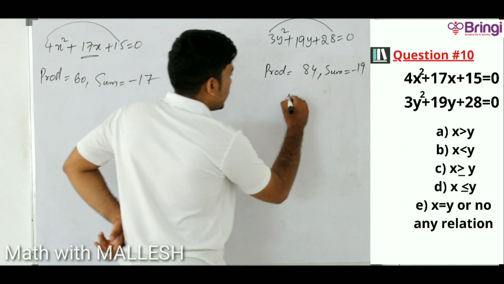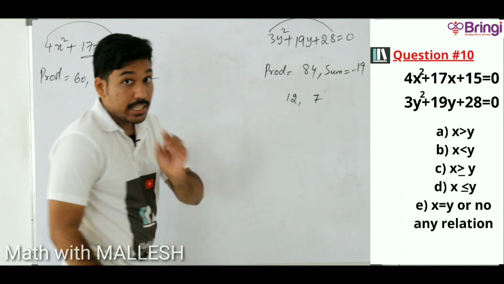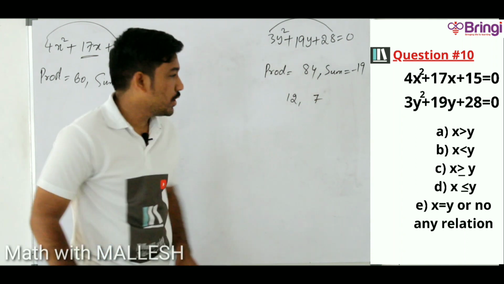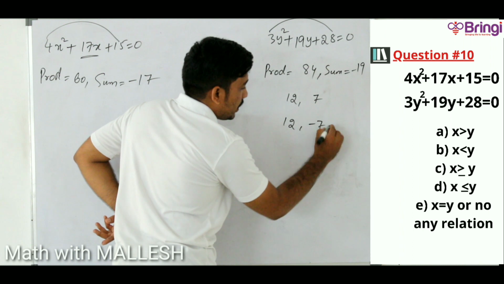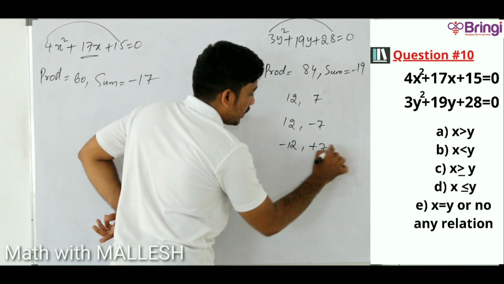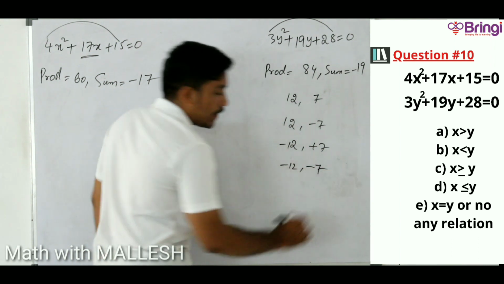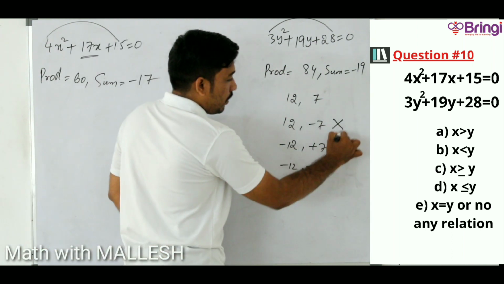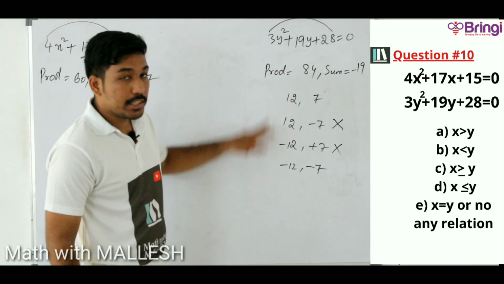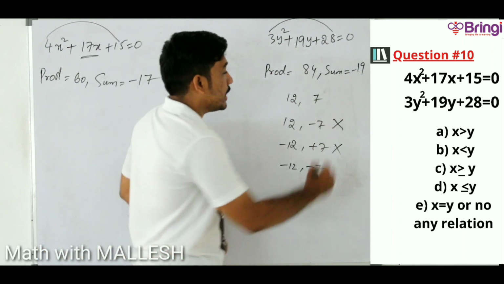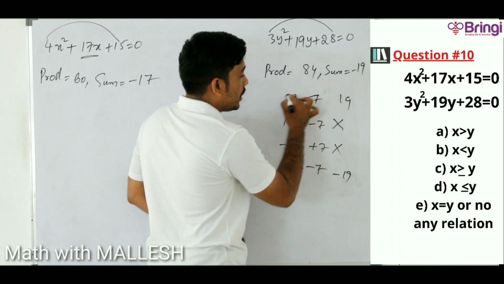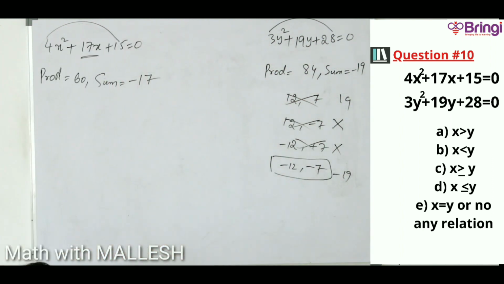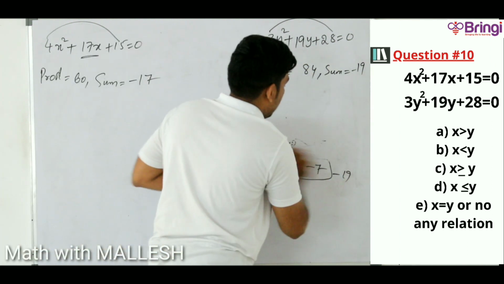12 sevens are perfect. 12 comma 7. See, the relation is important. 12 sevens 84 is coming and 12 and 7 somehow 19 will give. So 12 comma negative 7, negative 12 comma positive 7, and negative 12 comma negative 7. These are the four options. What we want? Product is equal to 84. This will not give, this will not give. And these two are the options. And what is the sum? Negative 19. This is positive 19 and this is negative 19. So this is also wrong. So what are the final options? Minus 12 comma minus 7.